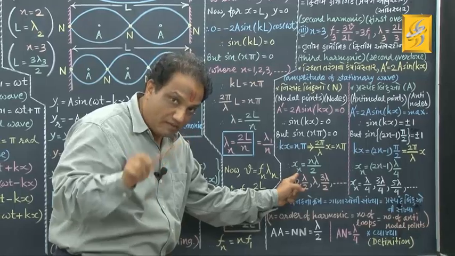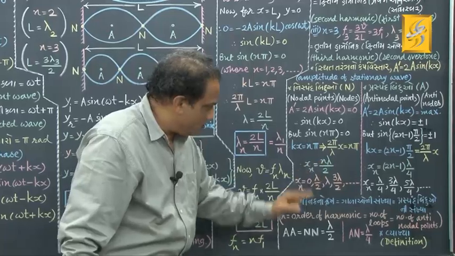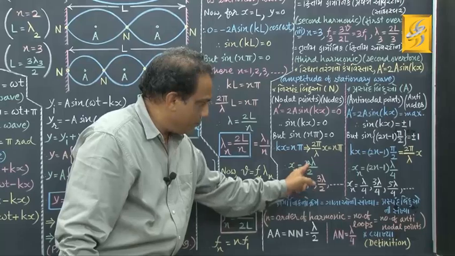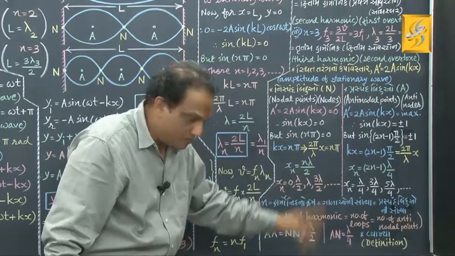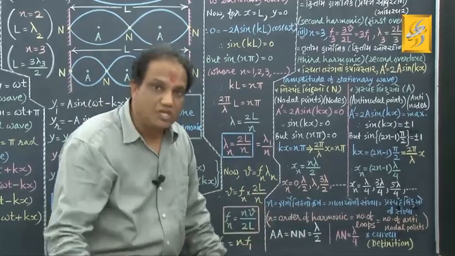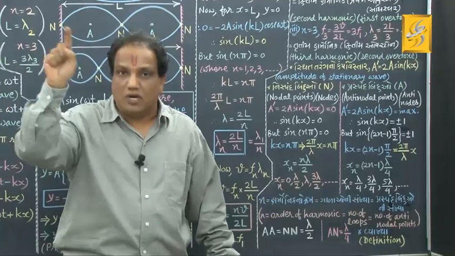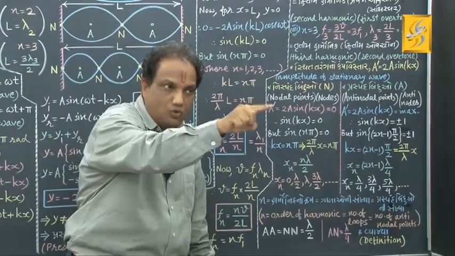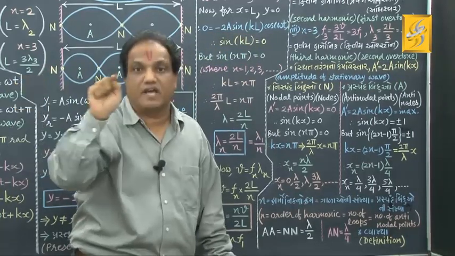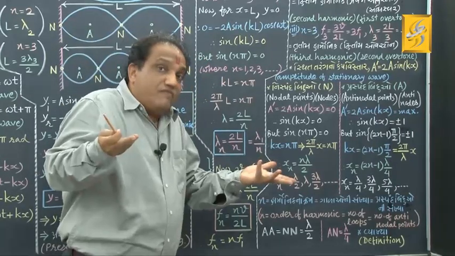Okay, n you must write well below x. It is called a suffix. Put n equal to 0, then you will get 0. Put n equal to 1, you will get lambda by 2. Put n equal to 2, you will get lambda. Put n equal to 3, 3 lambda by 2, and so on. So at these distances from the left end of the string, you will get nodes: 0, lambda by 2, lambda, 3 lambda by 2, 2 lambda, and so on. Correct? Fine. At which positions will we get antinodes?